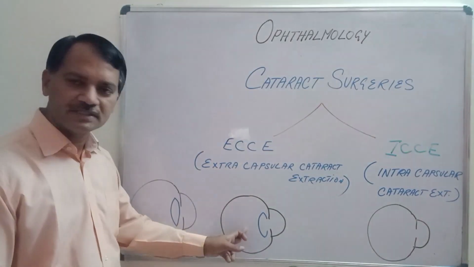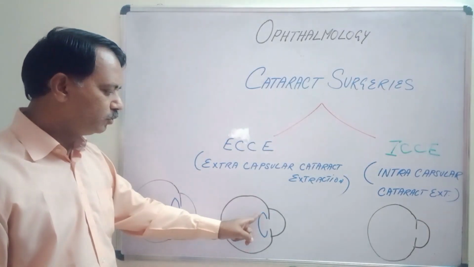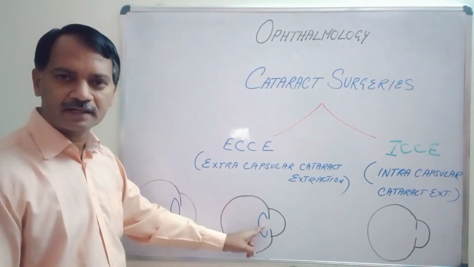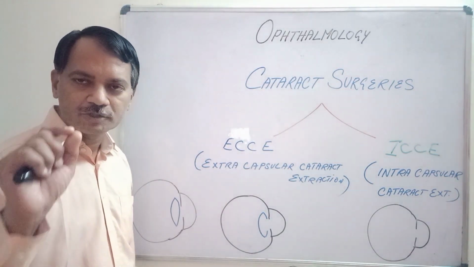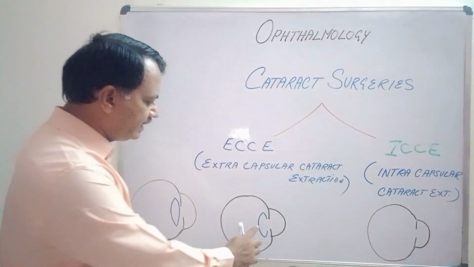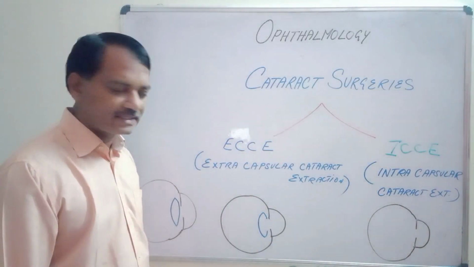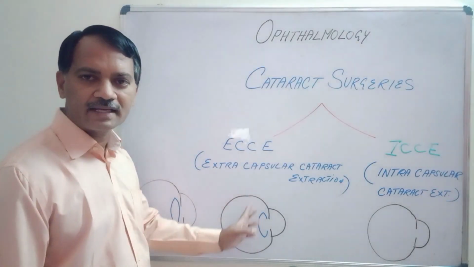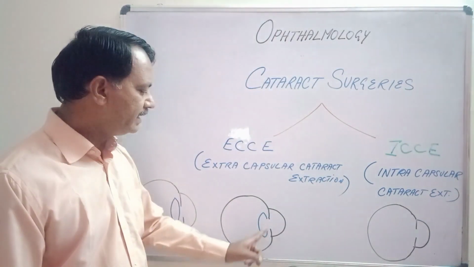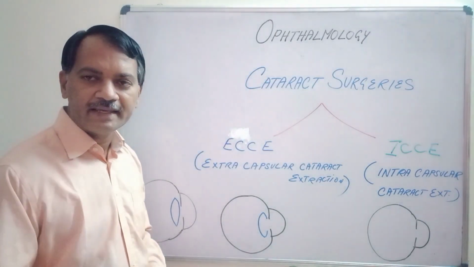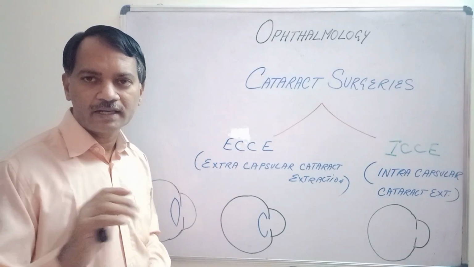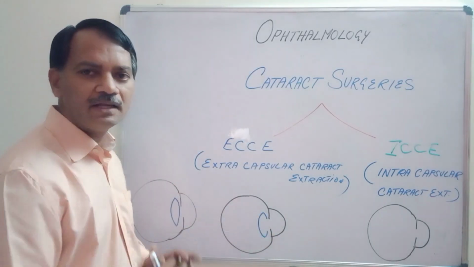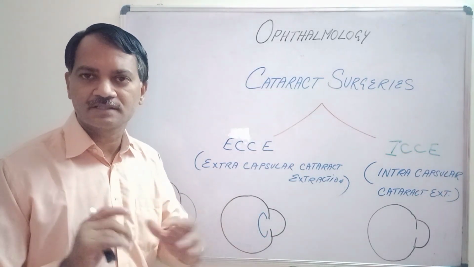Now you see this picture. In this picture you can see this blue lens, but there is an opening in the anterior aspect. So in extracapsular cataract extraction, the anterior portion of the lens capsule is opened, through which the nucleus and cortex are removed out, and inside this capsule we can keep the intraocular lens or lens implant. So this is the difference between these two types of surgeries.